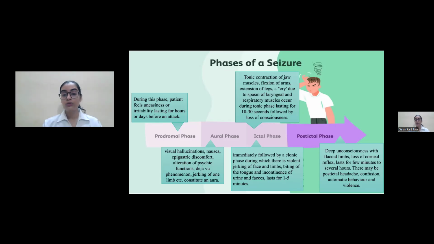A cry due to spasm of laryngeal and respiratory muscles occurs during the tonic phase, lasting for 10 to 30 seconds, followed by loss of consciousness. Now, there is also a clonic phase during which there is violent jerking of the face and limbs, biting of the tongue, and incontinence of urine and feces, and it lasts for 1 to 5 minutes. Now, talking about the postictal phase, there is deep unconsciousness with flaccid limbs, loss of corneal reflexes, lasting for a few minutes to several hours. There may be postictal headache, confusion, automatic behavior, and violence as well.